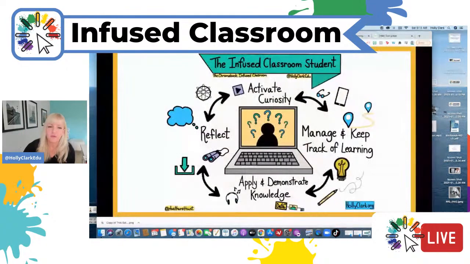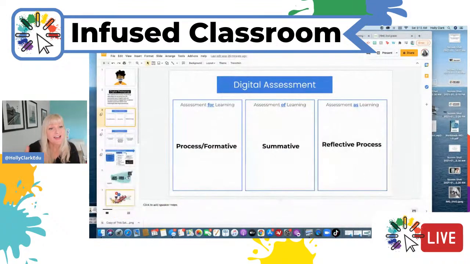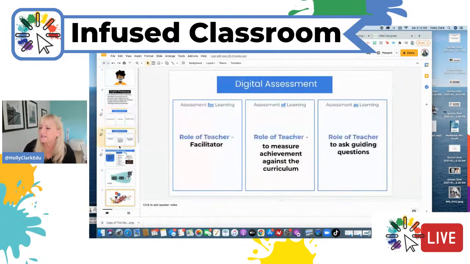So if we come back over here to these 3 types, we want to stay away from the one that the American education system wants us to stay in, which is assessment for or of learning. And we want to be in that as and that for. And what that looks like is this. This is the teacher. Assessment for is like the facilitator asking questions, maybe checks for understanding.